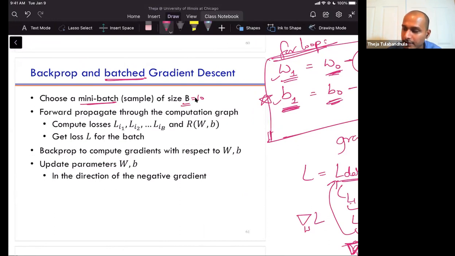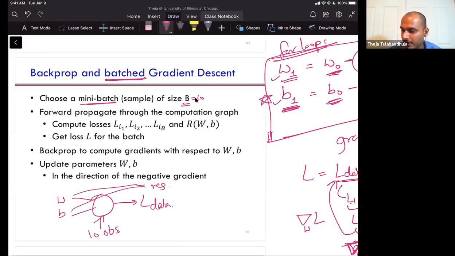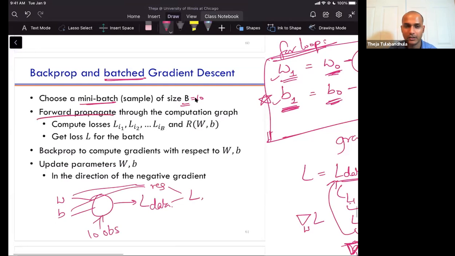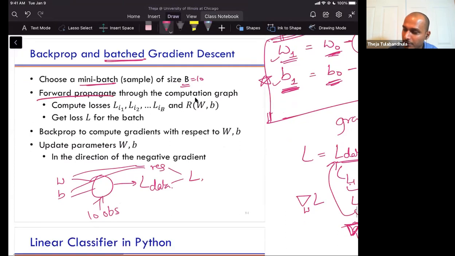Then, remember now the graph idea. I had these 10 observations. Given W and B, and given these 10 observations, I'll compute the L data. And similarly, I'll use W and B to also compute the regularizer, and together it will give me L. So I'll not use the full data in this batch in this forward propagation. Then I'll do back propagation to get the gradient of L with respect to W.